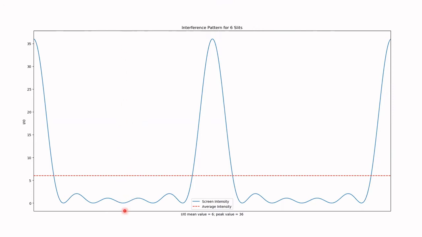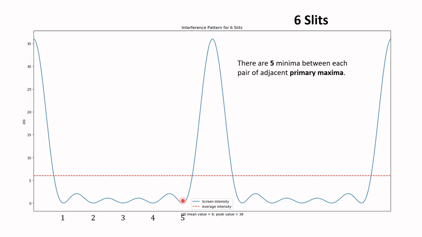But now we see something a little more complicated. There are actually several minima. See the vertical axis here? This is 0 intensity. I actually count 1, 2, 3, 4, 5 minima in between the maxima. So it's a more complicated interference pattern than the one for 2 slits. Look at the relationship here. 6 slits, 5 minima. That's exactly what we just showed, right?